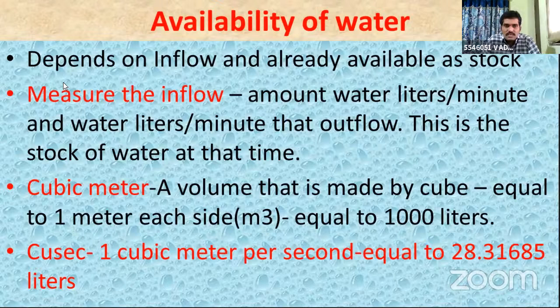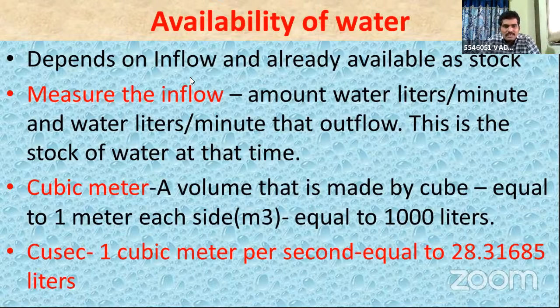So, it depends on inflow and the already available water as stock. For example, in the rainy season, so much inflow is coming into our villages or our areas. But we cannot store all the inflow in our village, and some of the rainwater goes downwards. That is outflow from our village. So how much water is stored in our village is important.